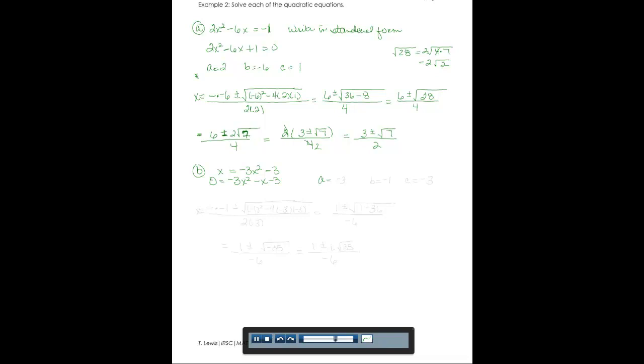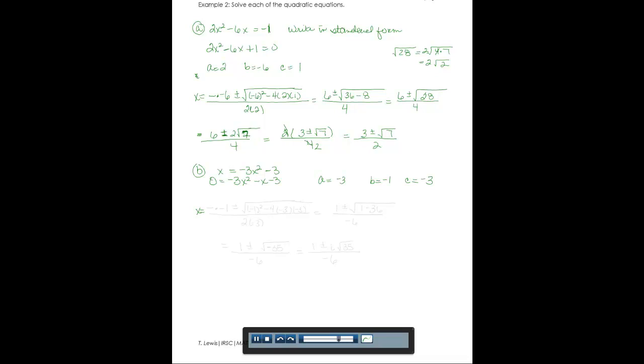So we want to find our A, our B, and our C. Our A is negative 3, our B is negative 1, and our C is negative 3. And we're going to use the quadratic formula to find the solution. Now keep in mind, we can use completing the square. And if this is a quadratic that is factorable, then we will factor.